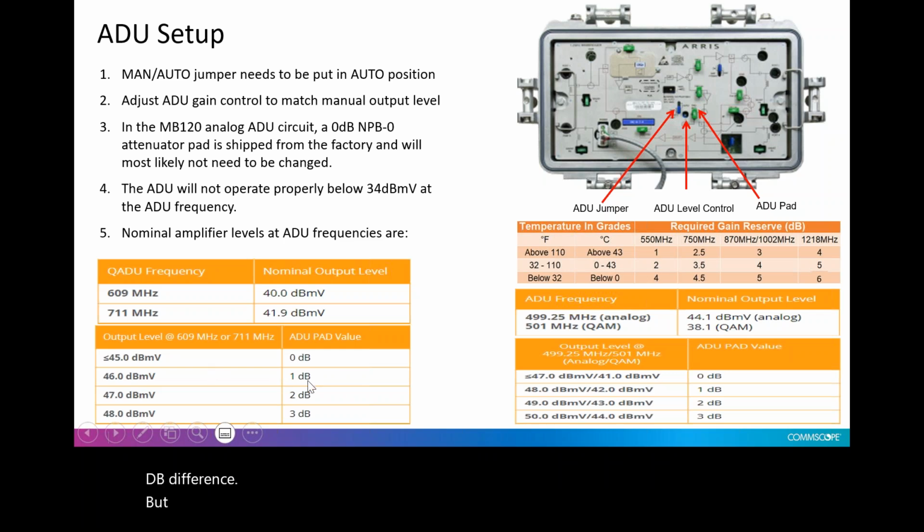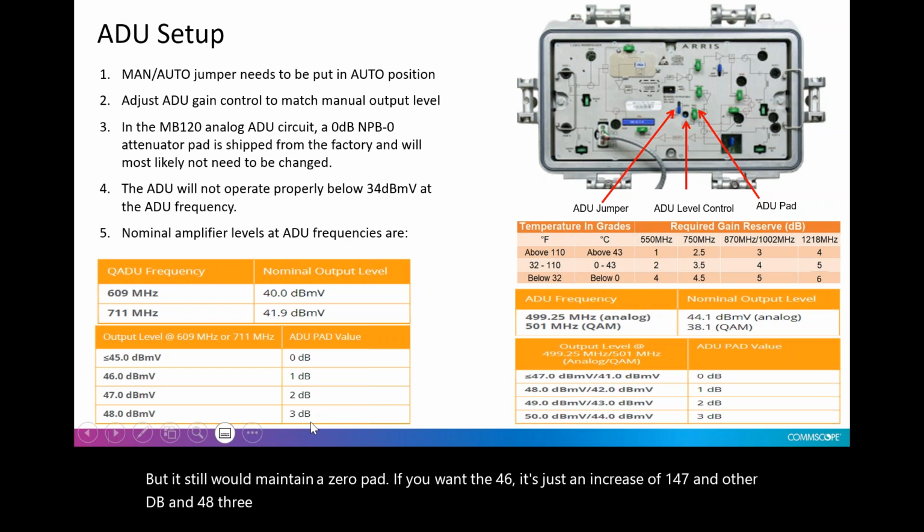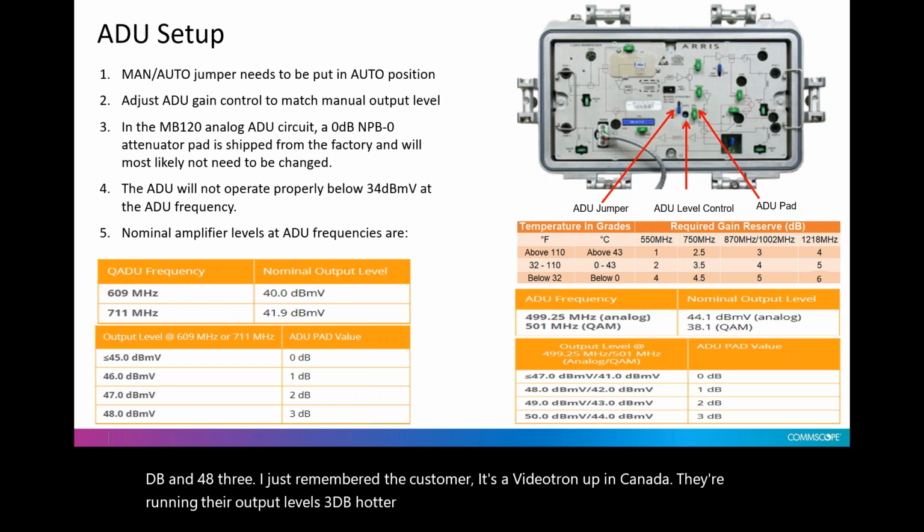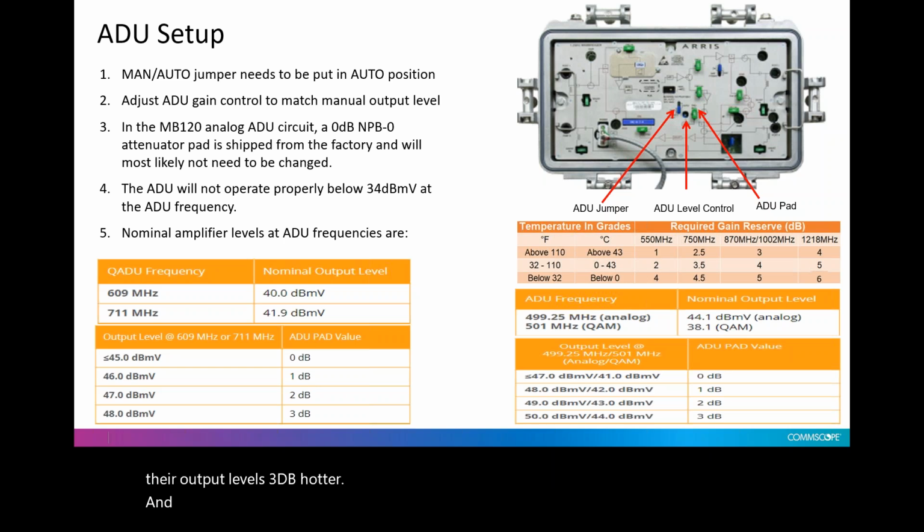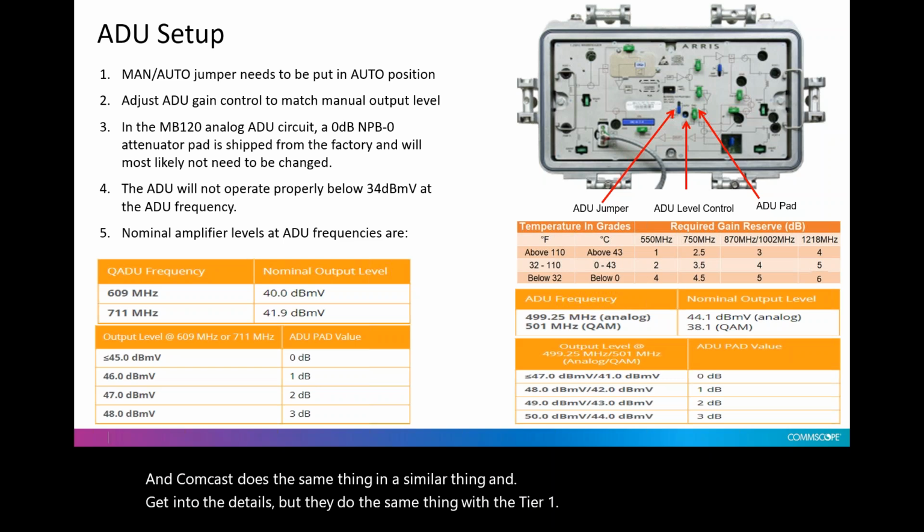But it still would maintain a 0 pad. If you went to 46, it's just an increase of 1, 47 another dB, and 48 at 3. I just remembered the customer. It's Videotron up in Canada. They're running their output levels 3 dB hotter. And Comcast does a similar thing. I won't get into the details, but they do the same thing with Tier 1 in Genesis.